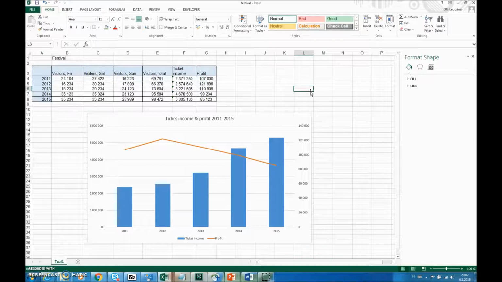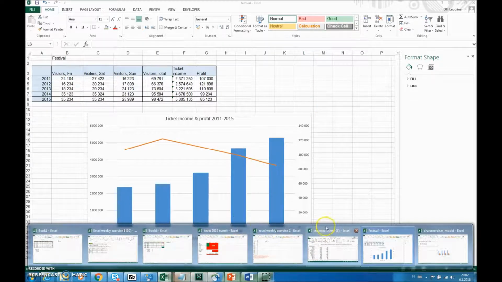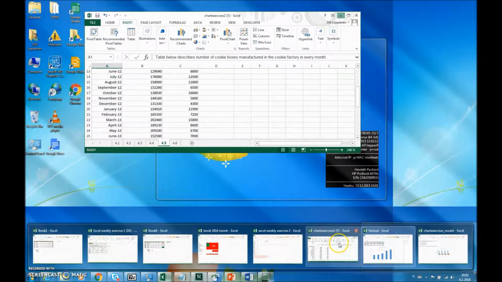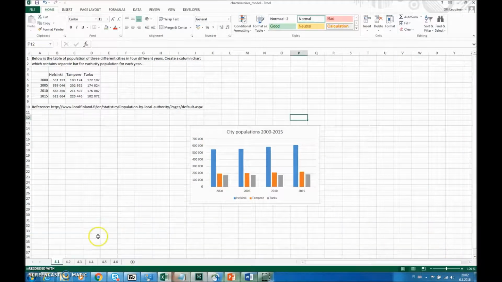Okay, then a couple of hints for your weekly exercises. They look like this. And now these weekly exercises are very fast to do. That's why spend some extra time thinking about the visualization and why we have chosen a certain chart type for certain data.